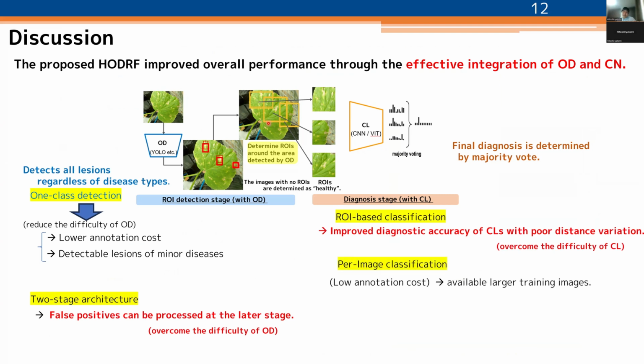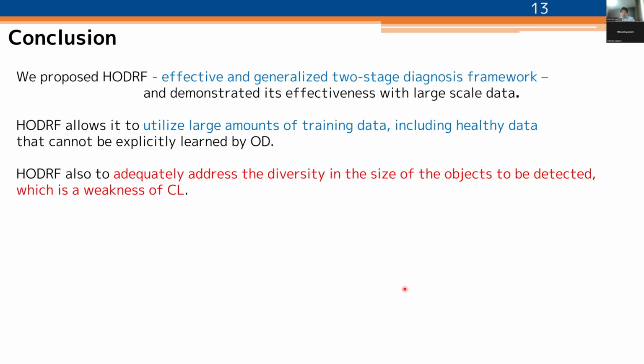So here is a summary of the reasons. Our framework performed one-class detection. As I mentioned before, our object detection model can detect even minor symptoms. And the two-stage architecture can overcome the difficulty of OD. That is, OD is very difficult to handle in diagnosing healthy cases. And ROI-based classification helps to diagnose the symptom with a per-image classifier such as CNN or ViT. And also, the final majority voting increases the model robustness.